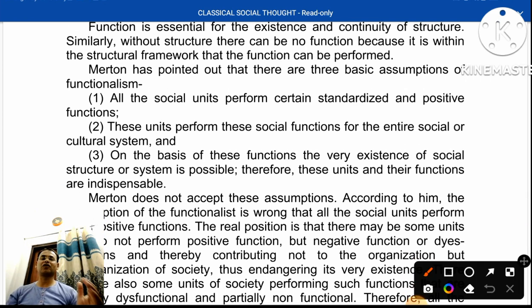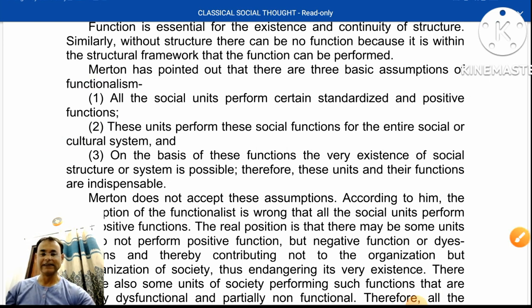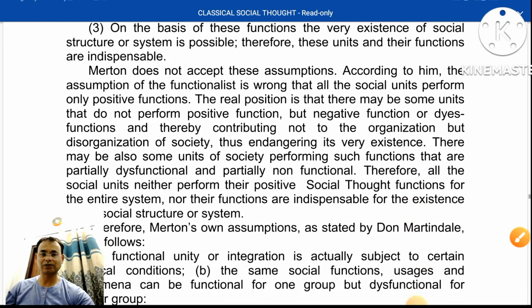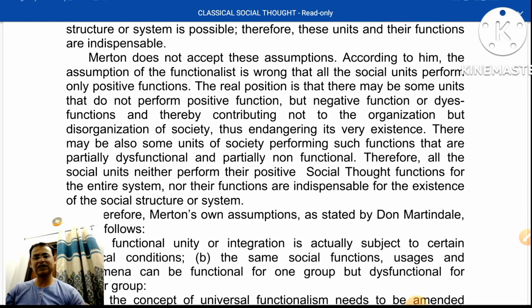All social units perform certain standardized positive functions. These units perform these social functions for the entire sociocultural system. On the basis of these functions, the very existence of social structure or social system is possible. Therefore, these units and their functions are indispensable. And according to him, the assumption of the functionalists is wrong, that all the social units perform only positive functions.